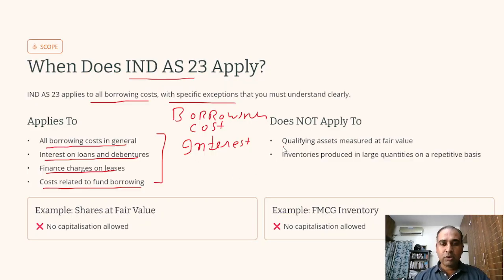It does not apply to qualifying assets which are measured at fair value. Nor does it apply to inventories procured in large quantity on a repetitive basis, like FMCG inventory, where this borrowing cost cannot be capitalized. So there are two exceptions to this standard. One is assets which are valued at fair value, where no capitalization is allowed, and the other is FMCG inventory. Otherwise it applies to all borrowing cost: interest on loans, finance charges, and costs related to fund borrowings.